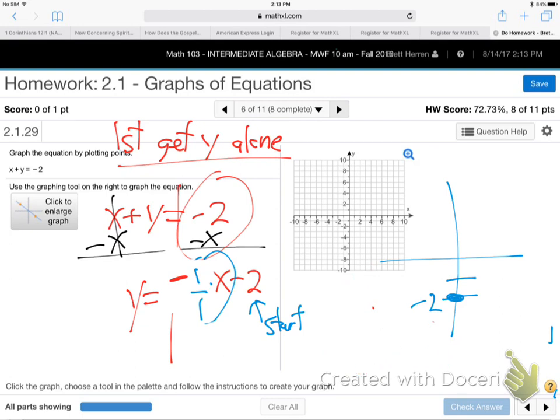So I've already got my first dot there at negative 2. How do I get to my second dot? This is rise over run. How do you rise negative 1? You go down 1. Down 1 and then over 1. There's my second dot. Connect the dots. I got my line. We're done.